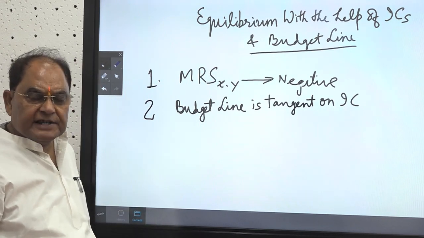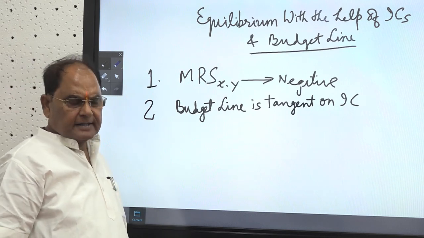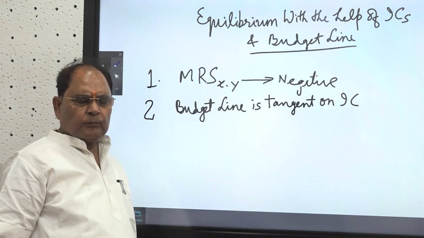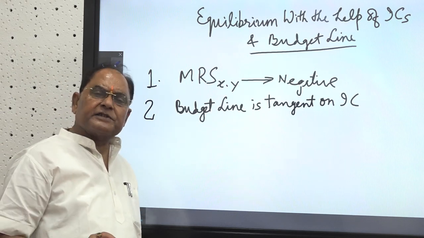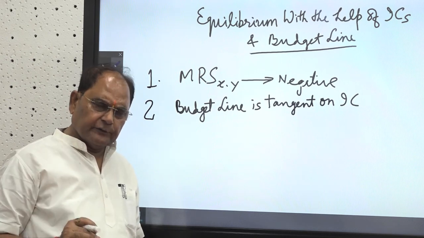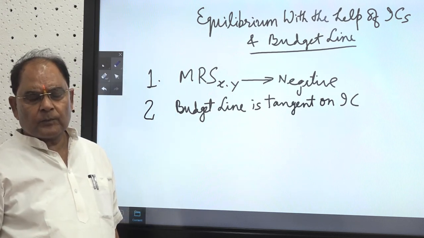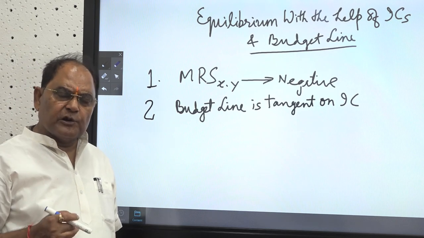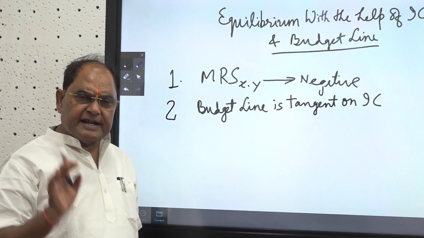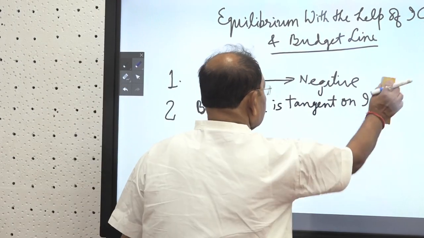What do you mean by tangent? Tangent means it should touch the indifference curve. And at the point where it touches, that is the point of stable equilibrium if MRS XY is negative. If MRS XY say is positive, then the stable equilibrium cannot be created. So in order to create the equilibrium with the help of indifference curves, we need to have two things.